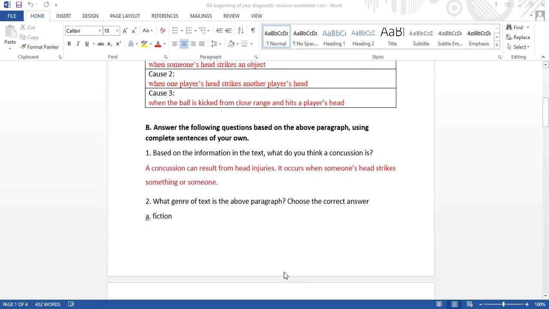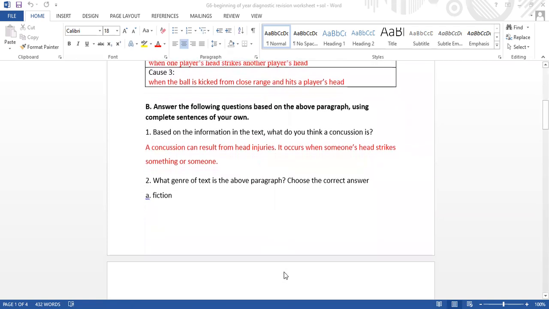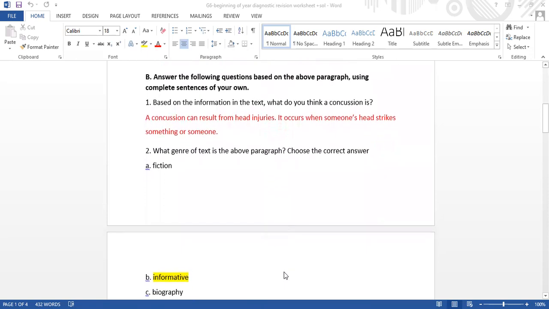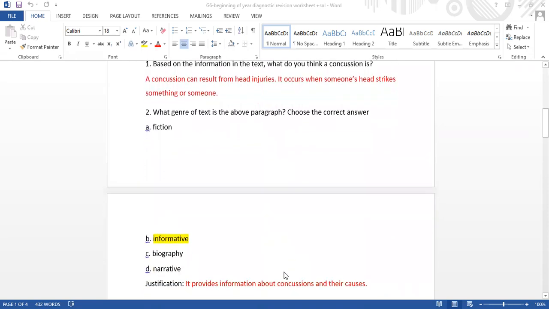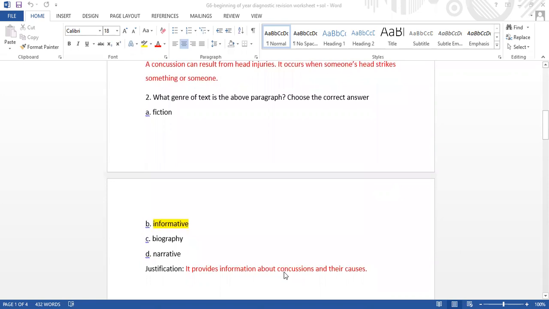The second part, you have to answer the following questions. What genre of text is the above paragraph? And you have to choose the right answer and justify. Is that paragraph a fiction? Means, is it not real? Is it informative? Means it provides information. Is it a biography telling us about the personal life of someone, or narrative narrating a story?